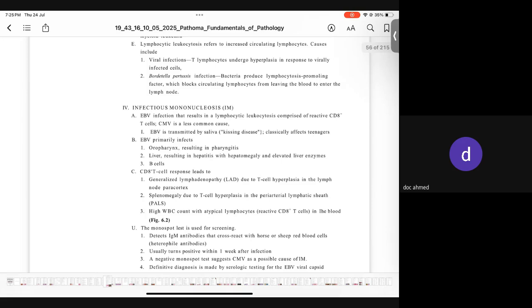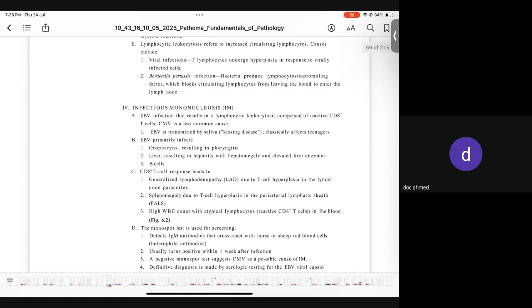We know that, right? The Monospot test is used for screening. It's really important, one of your UWorld MCQs. So if you inject horse or sheep red blood cells, these individuals will have antibodies against those horse or sheep red blood cells, which are called heterophile antibodies. Normally, we don't make any antibodies against sheep or horse red blood cells. But an individual with infectious mononucleosis can. Simply think of it as whenever this virus hijacks your B cells, your B cells are going to go mad. They're going to make everything, even antibodies against horse and sheep red blood cells, right?